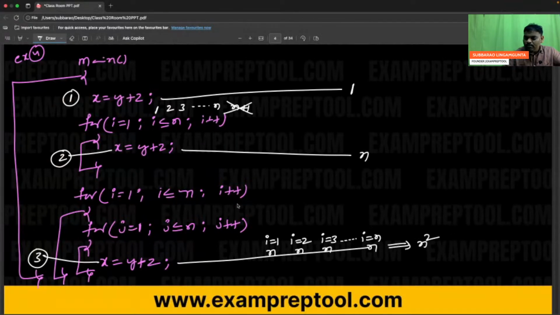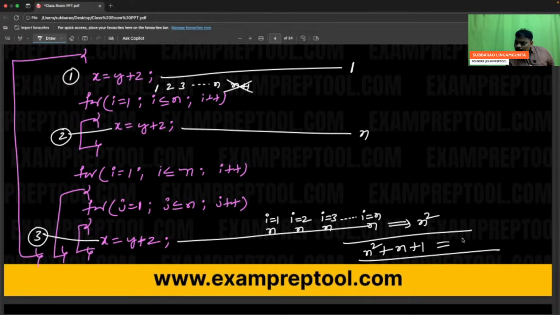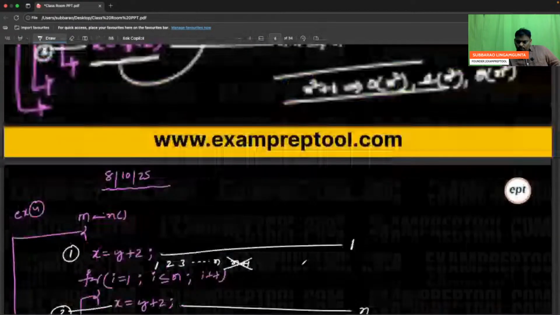So 3 statements are there. I calculated the order of magnitude of every statement. The total program order of magnitude is n square plus n plus 1. So the time complexity of this program is whichever is the bigger. So big O of n square, omega of n square, theta of n square, whatever you want, you can write. This program's time complexity is big O of n square.